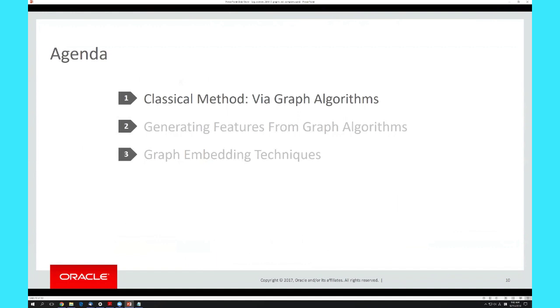The third one, with the embedding techniques, is the one that is not public. We have some experimental implementation on top of PGX, but it's still experimental. That's not public yet.